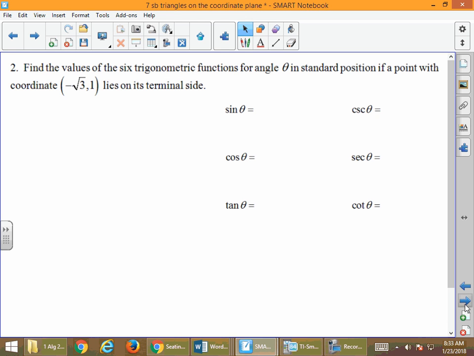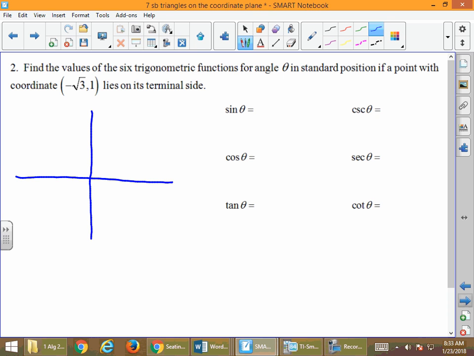It says find the values of the 6 trigonometric functions for angle theta in standard position if a point with the coordinate (-√3, 1) lies on the terminal side. I'm not going to make my picture quite so precise this time. But once again, standard position has the vertex at the origin. Our initial side is along the positive x-axis.